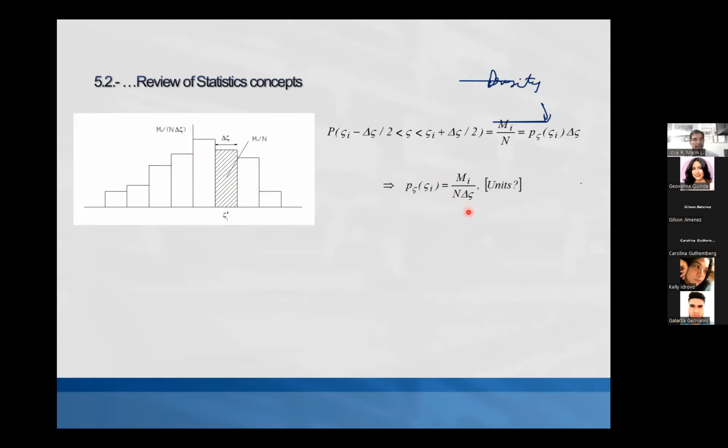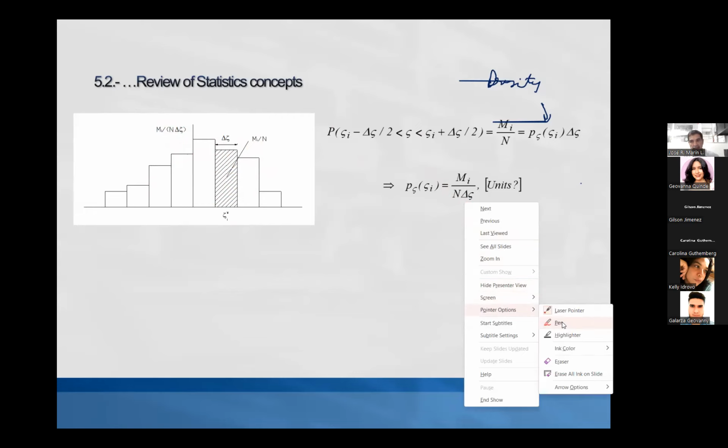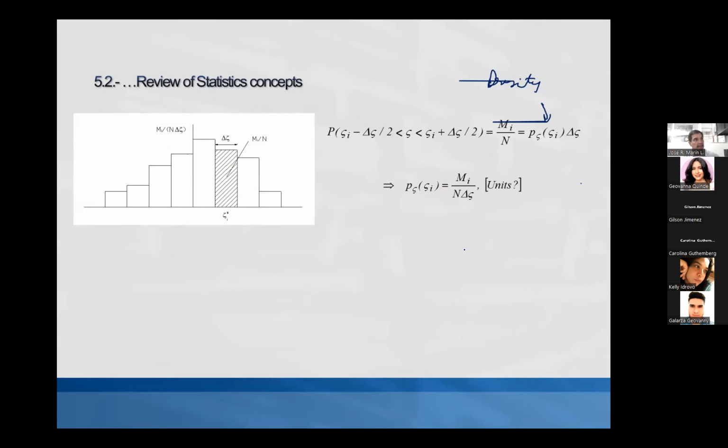Now here, there's something which is very important, which is units. Remember, this is engineering. In engineering, we care about units. What are the units of probability, Mr. Galarza? The probability is dimensionless, doctor. Exactly. But the probability density function has units of 1 over the variable.